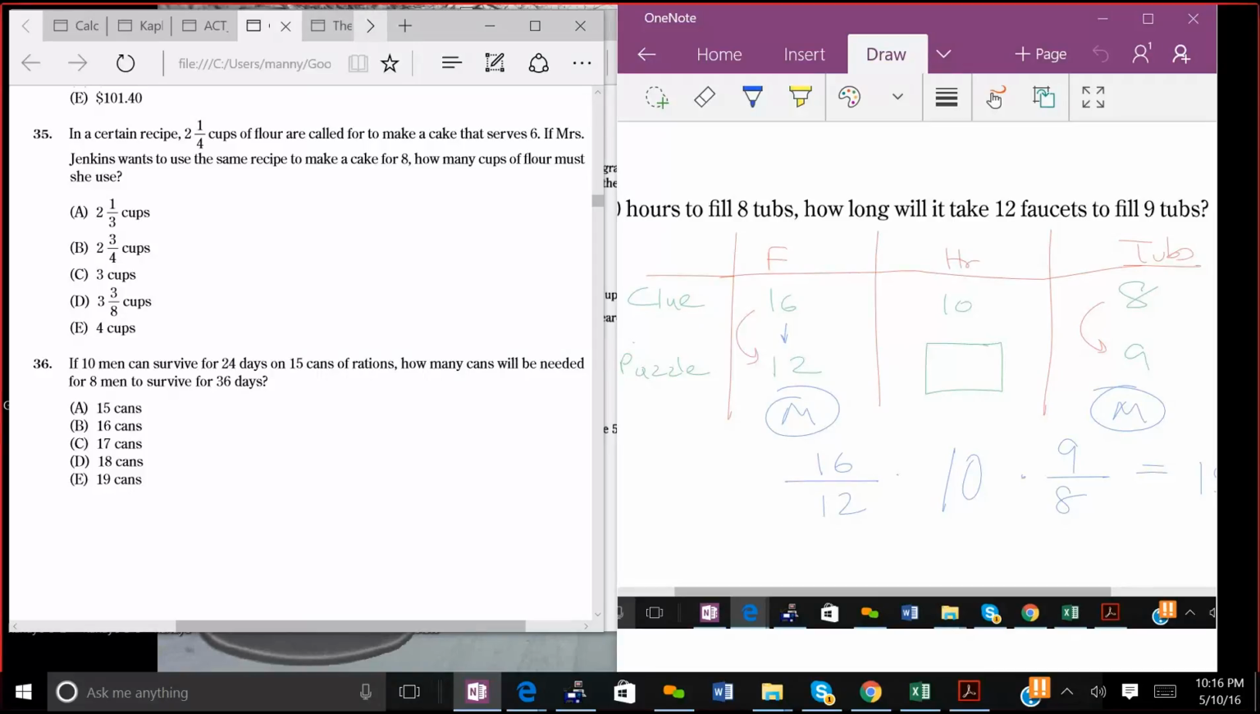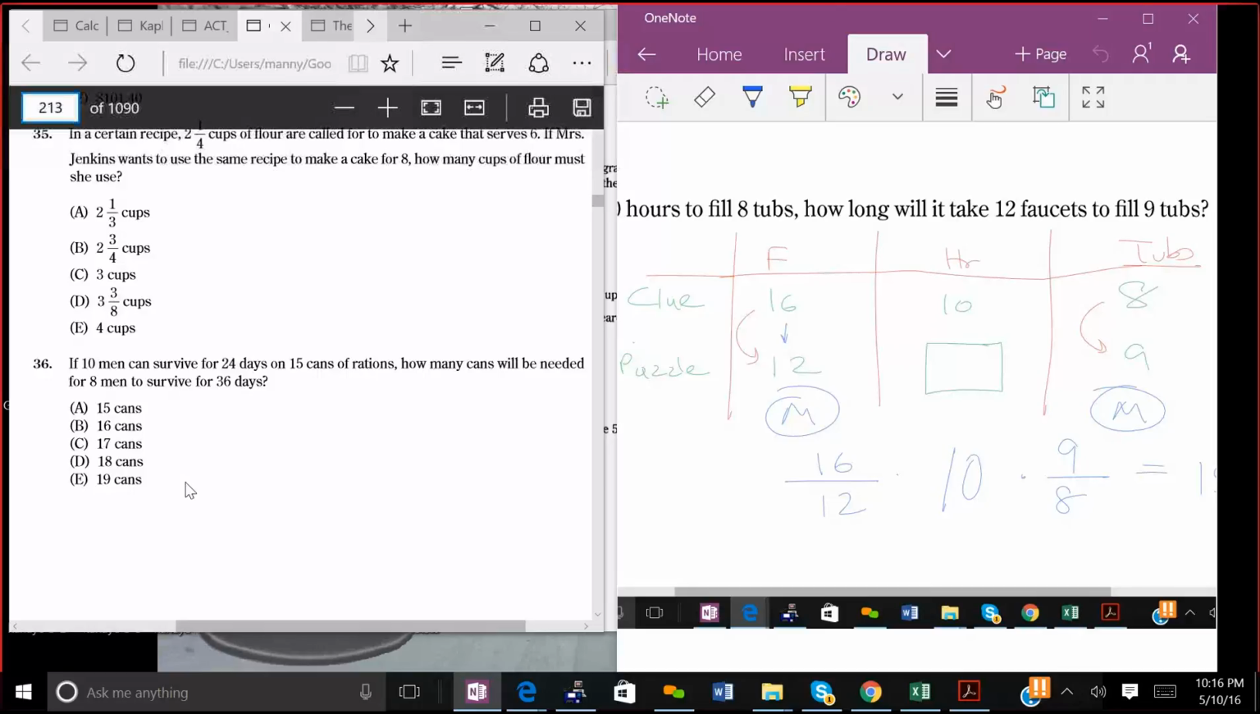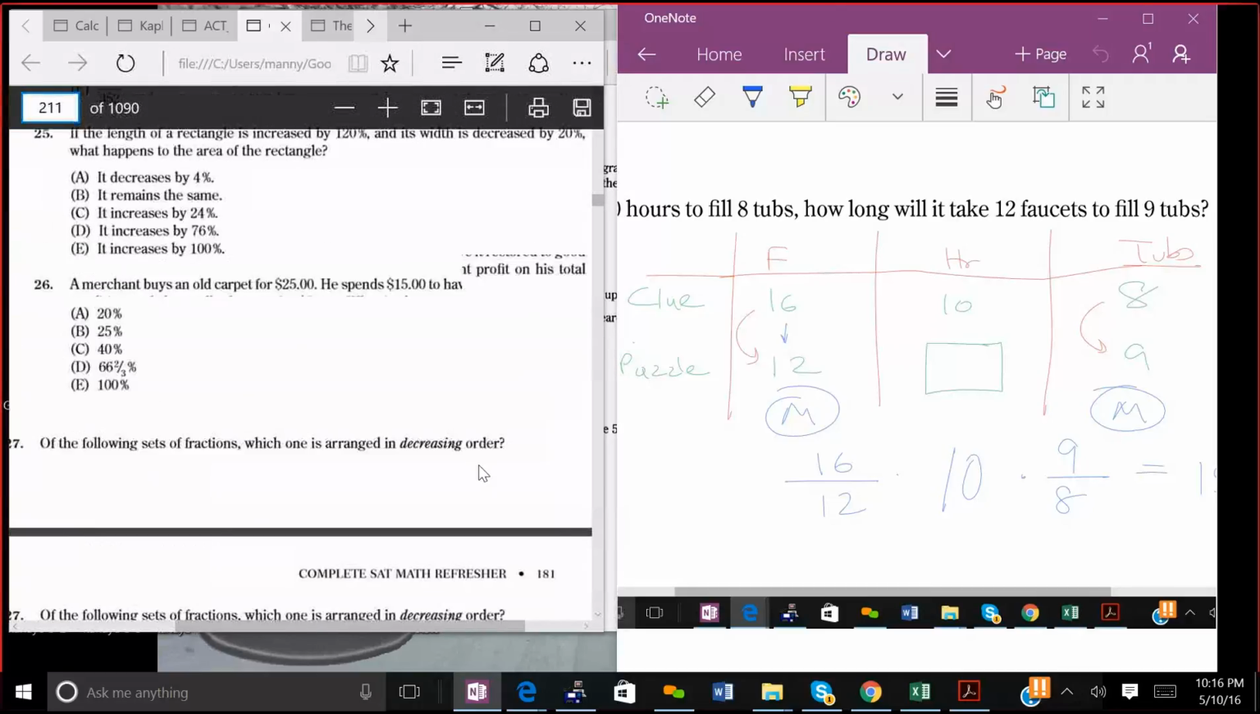24 days to 36 days, so an increase. So 36 over 24. Perfect. Then times 15. Right? Yep. 8 times 36 over 24 times 15. Yep, that's it. Cool. Okay, cool. I think you got it. Okay, next question.